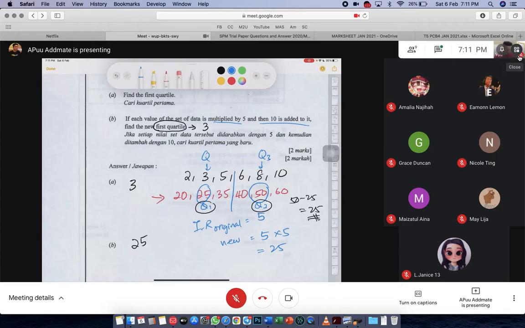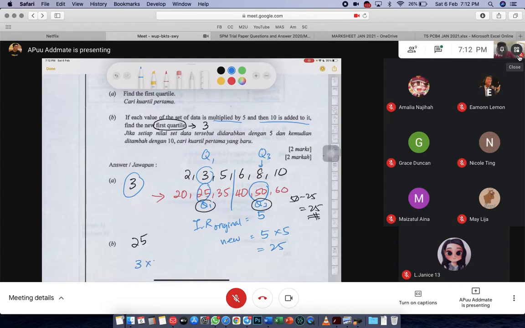Alright? So, artinya, kamu dah jumpa dah first quartile tadi adalah 3. Okay, bila kamu susun, kamu dapat quartile yang pertama tu 3. So, that's what you have. That is your Q1, right? 3 tu adalah Q1 kamu. So, apa you nak buat dengan Q1 tadi? Q1 tadi, you kena darab dengan 5. So, artinya, 3 tu darab dengan 5. Lepas tu, tambah dengan 10. So, that's how I get 25. Okay kah? Janice, okay?